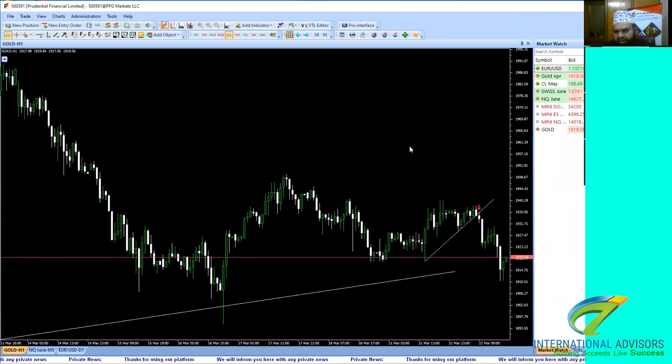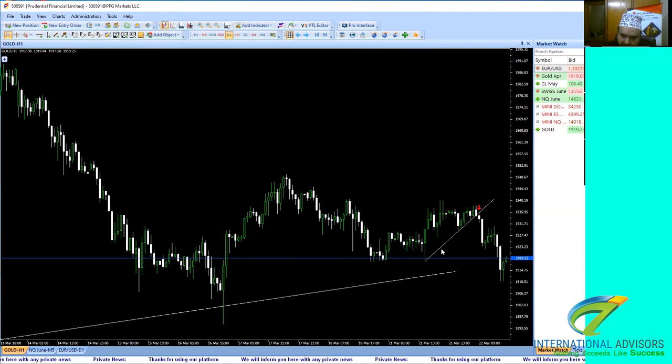Okay. Generally, you know what happens is, when you don't get any entry on the daily basis, generally you step down 2 time frames. So here this is the hourly chart of today. This is today's move.